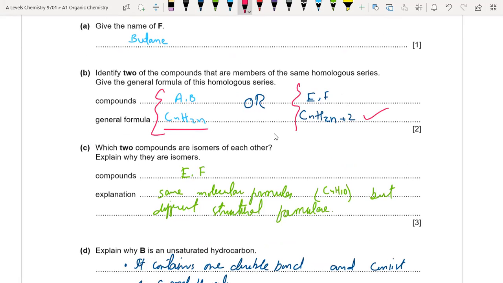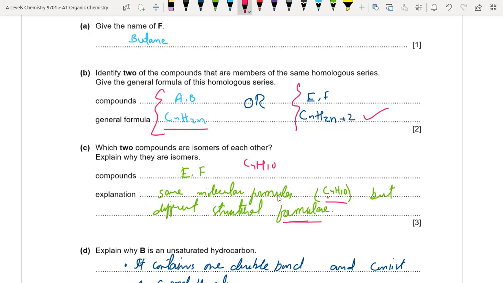Part C, which two compounds are isomers of each other? Explain why. E and F both have the chemical formula C4H10. They have the same molecular formula C4H10 but different structural formulae, as given in E and F.